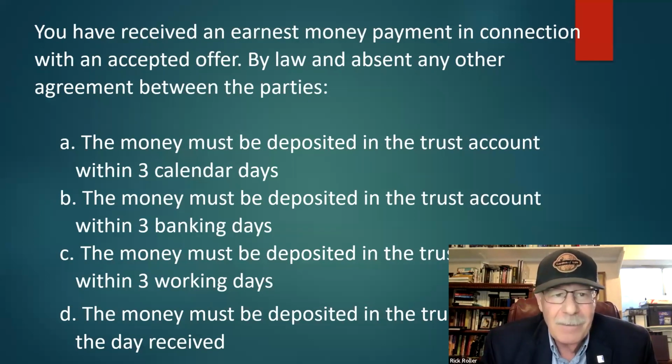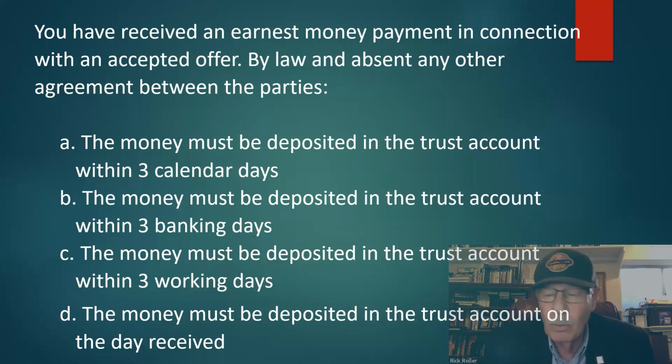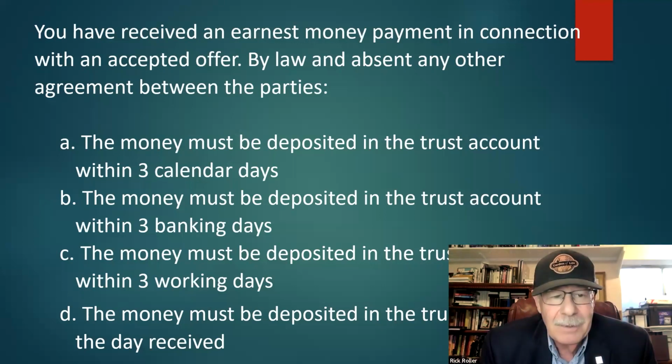In the first one, A, the money must be deposited in the trust account within 3 calendar days. B, the money must be deposited in the trust account within 3 banking days. Okay. C, the money must be deposited in trust account within 3 working days. Or D, the money must be deposited in trust account the day received. Now, obviously, the day received is a little tight. That's not the right answer.